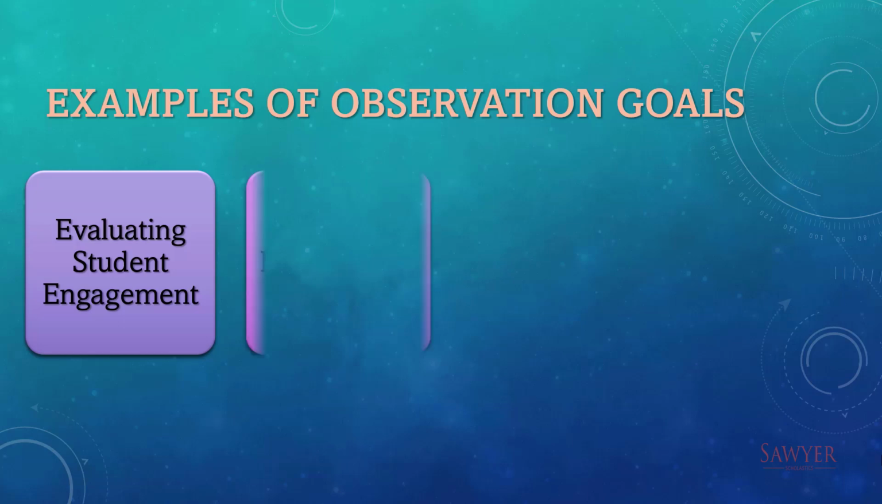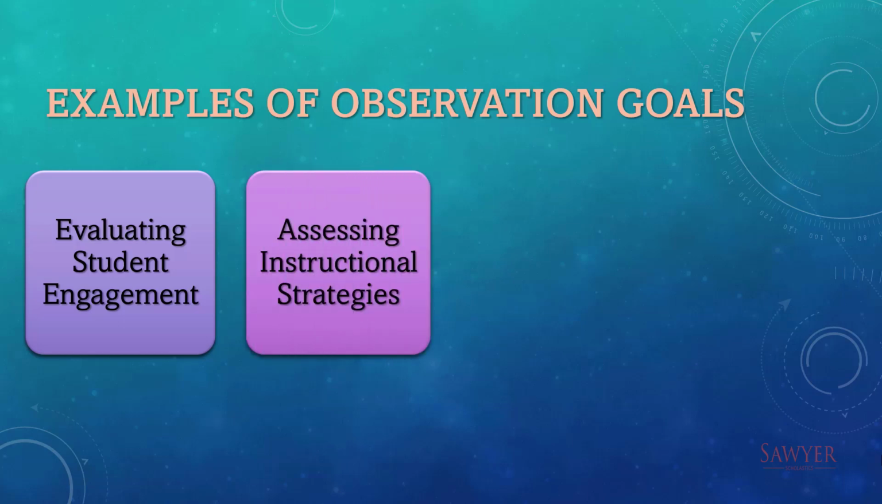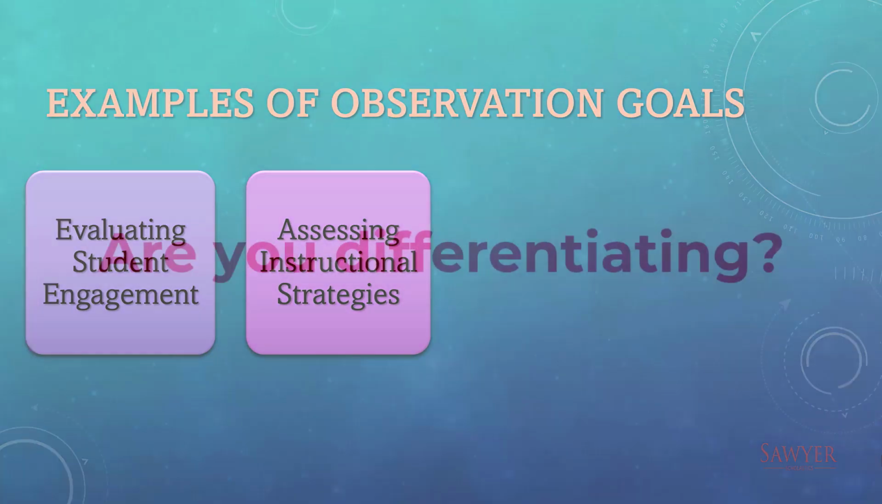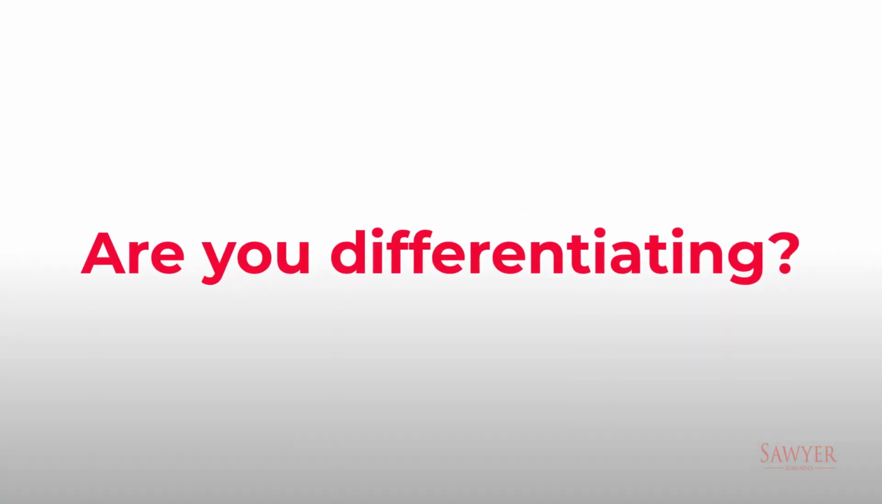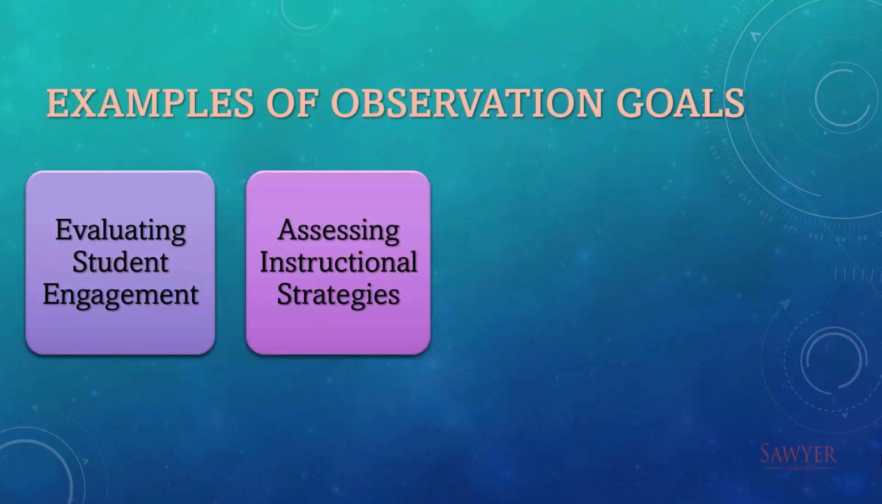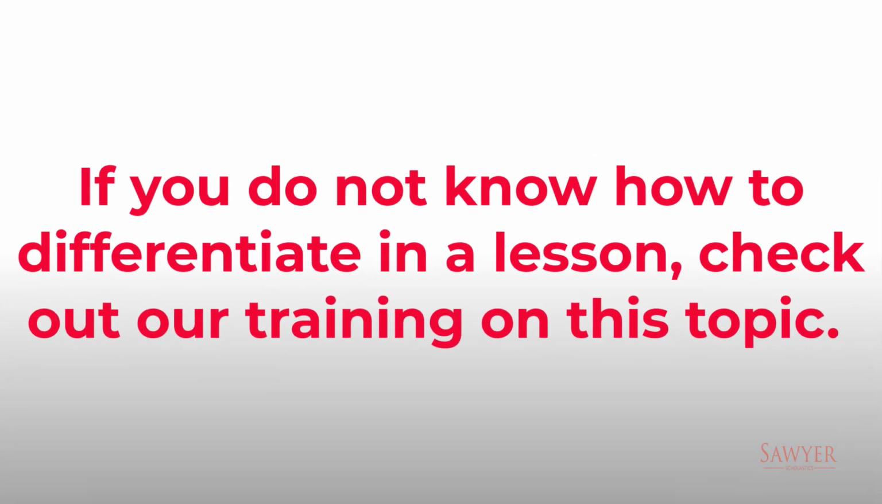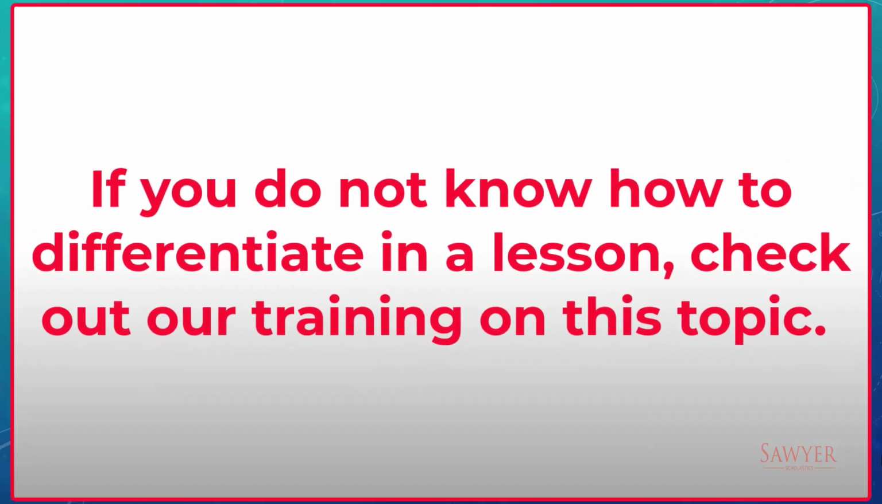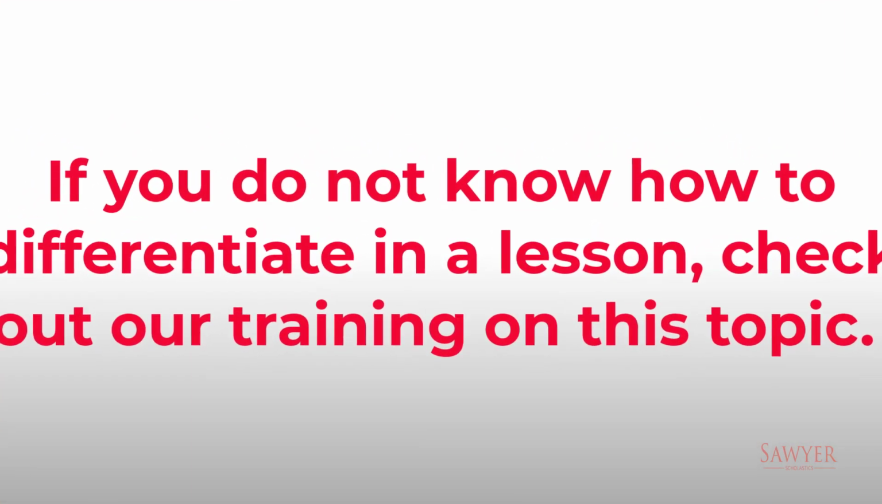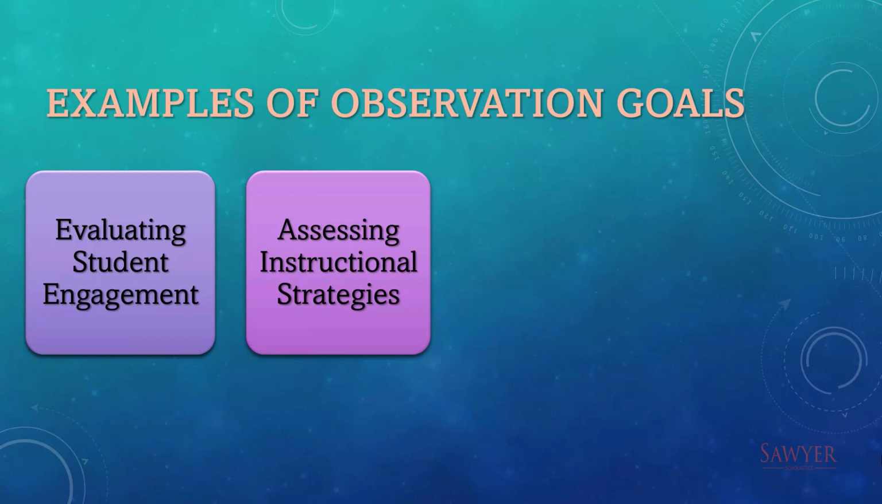Another observation goal could be assessing instructional strategies. So how are you teaching things? Are you differentiating, because you have different levels of capabilities within your class, which of course is really important? It's not that difficult to do. We have another workshop on differentiation of lessons that you can check out. But again, in any of the different observation methods, you can look at assessing instructional strategies. And of course, in the formal, this is one of the areas that is normally looked at.